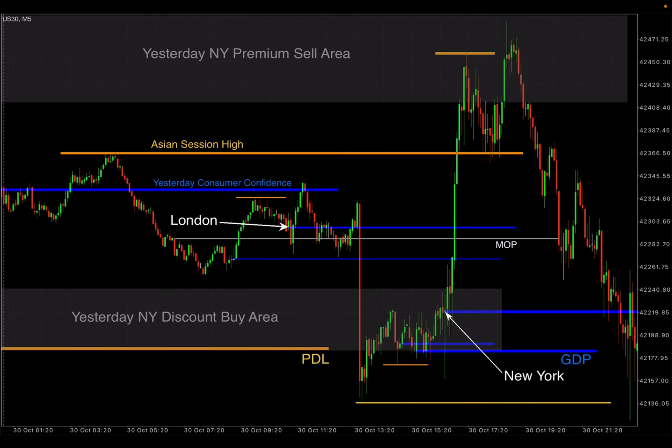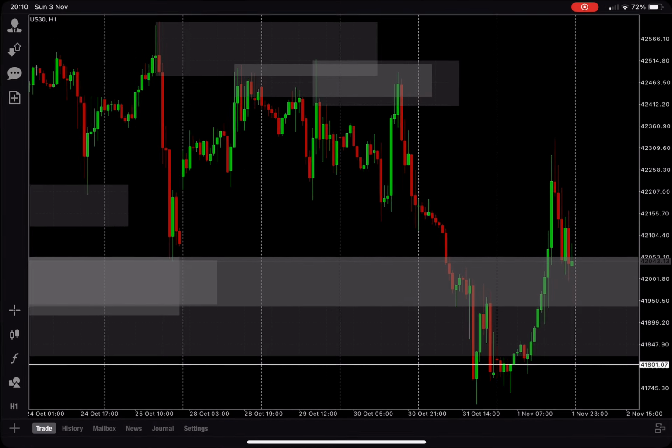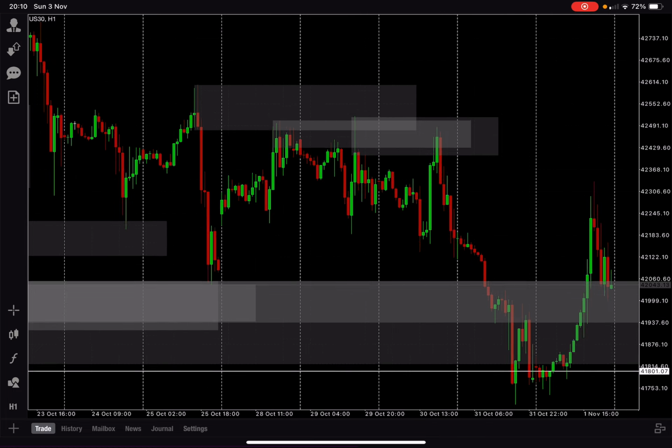Price pushed down through the London session and then back up with the New York session. Then that retests the key sell area and we continue selling. Nice, clear, simple. Let's go to the chart.